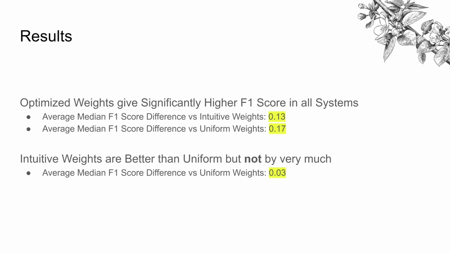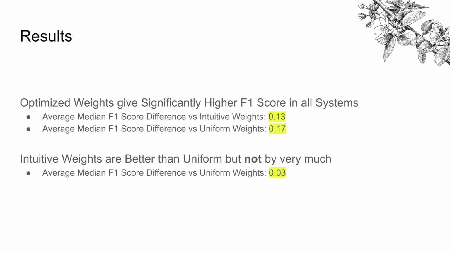The results show that the optimized weights have significantly higher F1 score in all of the systems. The difference of the median effort score versus the intuitive weights is 0.13, and the difference between the optimized weights and the uniform weights is 0.17. This is quite a large difference, so we think this is highly significant. The intuitive weights are a little bit better than the uniform weights, but not by very much. So it is doubtful that using these intuitive weights is better than actually just using uniform weights.